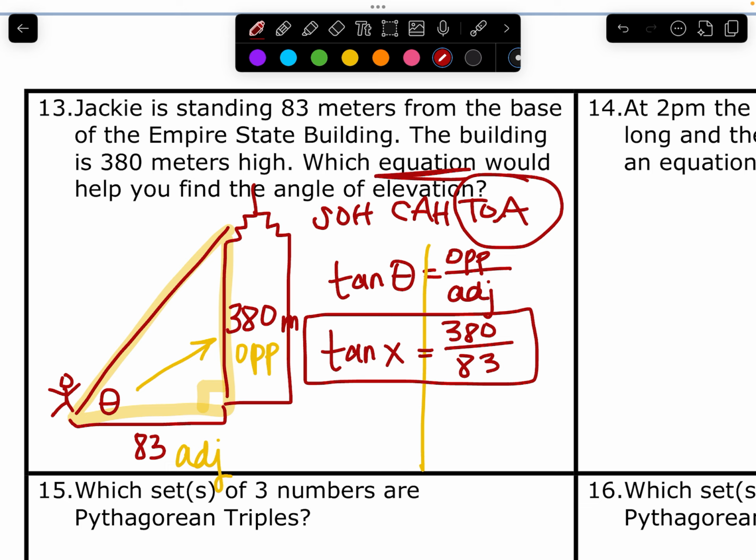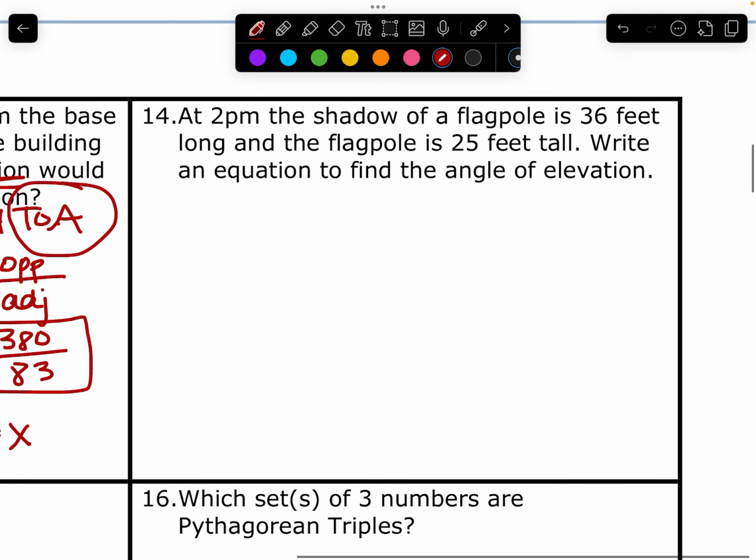It's just asking us for an equation. We could also use the inverse, so tangent inverse, and then we'd put the 380 over 83, and that would equal x, so we could also do it that way. All right, go ahead and try number 14.